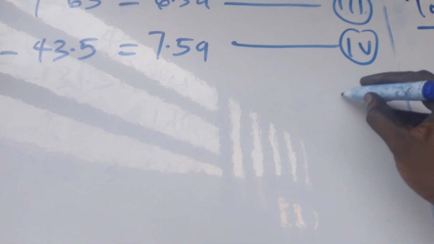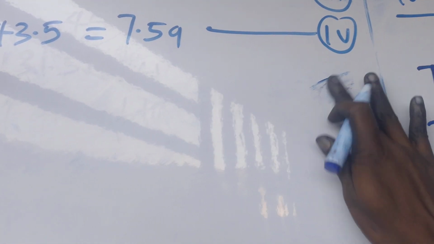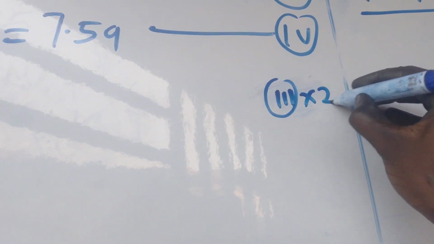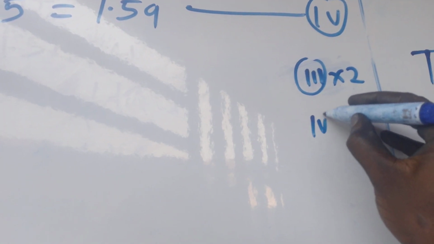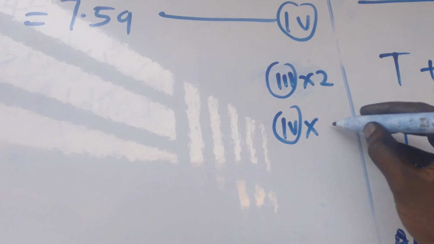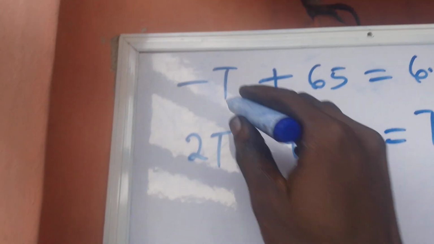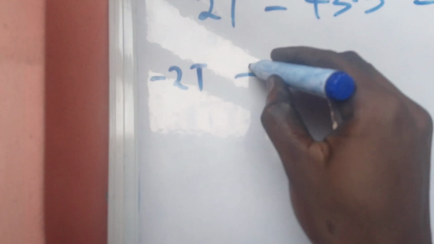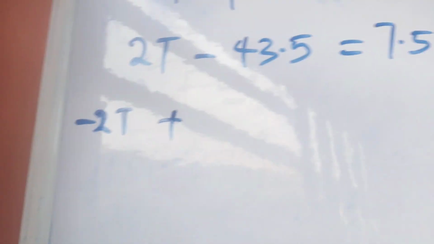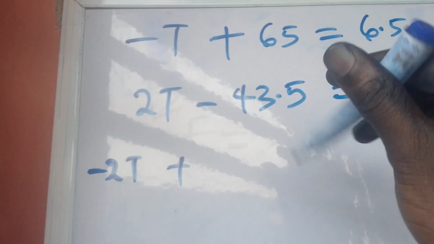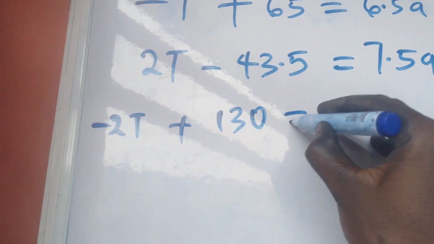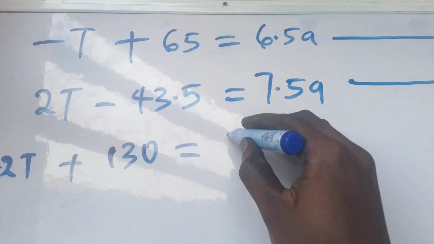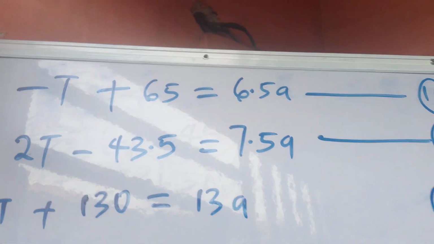So I can say equation 3 times 2, and equation 4 times minus 1. Okay, so let's go. 2 times minus T will give me minus 2T. 2 times 65 will give me 130. Is equal to, then 2 times 6.5 will give me 13, that is 13a.